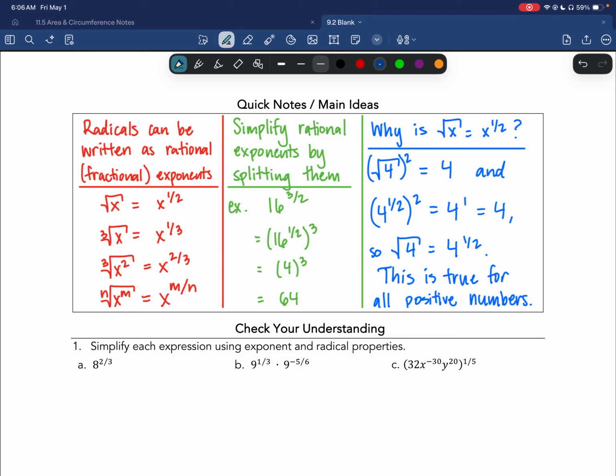All right, hello students. Today we're going to be continuing on our exponents unit. We're going to do 9.2 on rational exponents. I'm on the back side of 9.2, should be in the same packet we started yesterday. Just on the quick notes, I'm going to do those first.